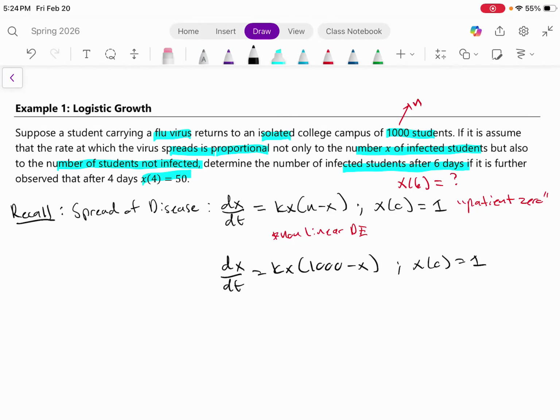Okay, so what else can we say? Our differential equation looks a bit familiar to something we have covered in this section already. Why is that? Well, let's distribute in this k. Let's distribute in k and see what happens. dx over dt equals x times 1,000 k minus x times k. The initial condition is still the same.